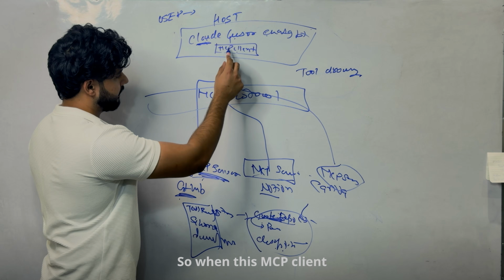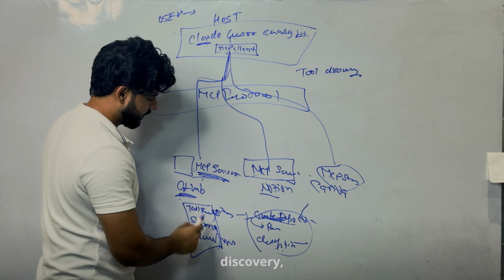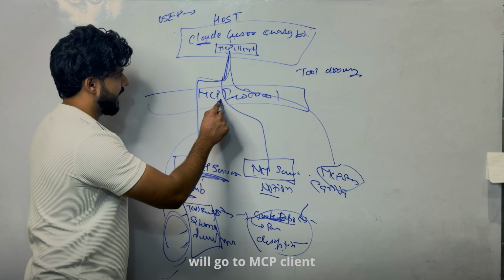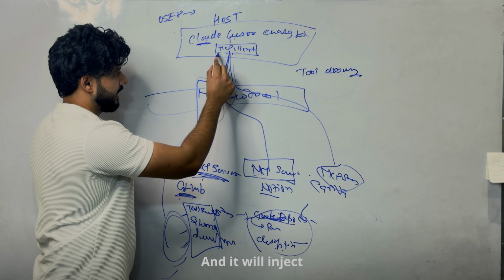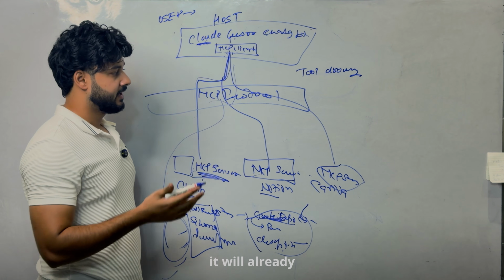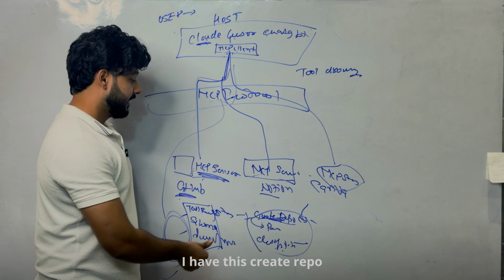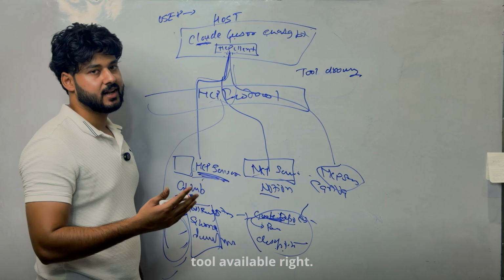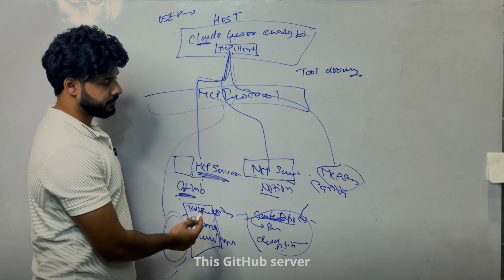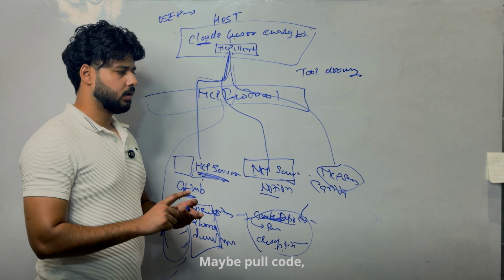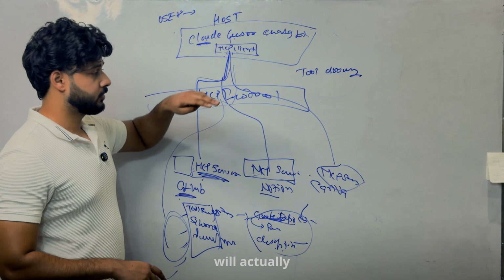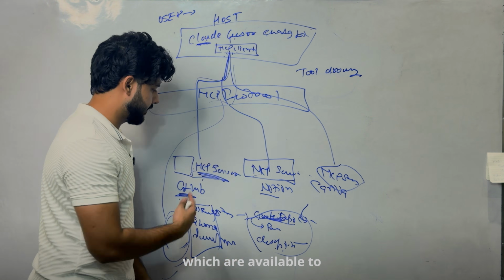So when this MCP client calls tool discovery, there will be multiple tools like this, and all of this will go to the MCP client through the MCP protocol, and it will be injected into Claude's context. Now when I ask that I want to push code to GitHub, it will already know that it has this create repo tool available. So this will be the first step. Then, say this GitHub server sent three or four tools, maybe pull code, push code, create repo.